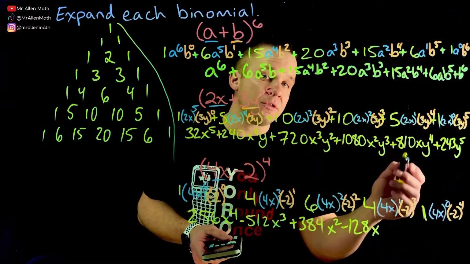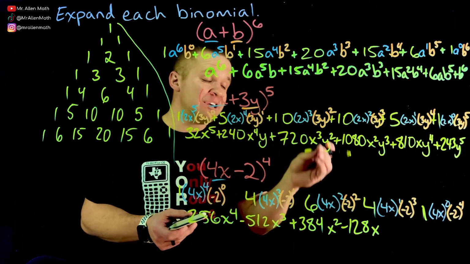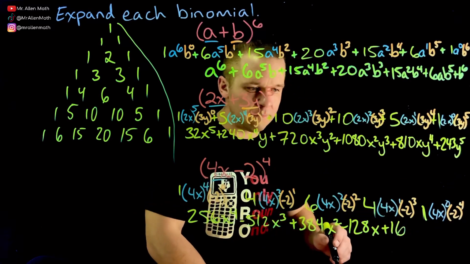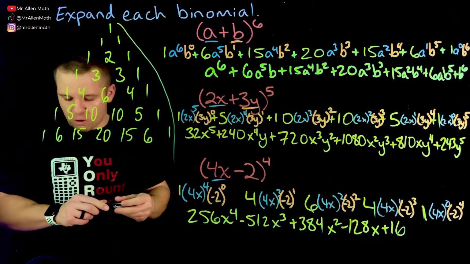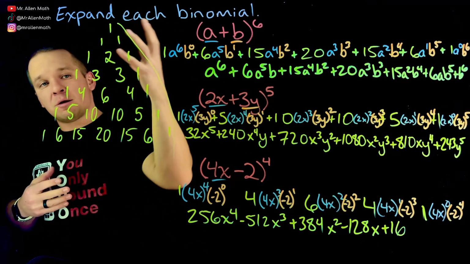And then I have negative 2 to the 4th. Negative 2 to the 4th is the same as positive 2 to the 4th. It's an even degree. It's going to be positive. It is 16. Boom. Final answer. Whew. That's quite the lengthy video there, guys. But it all plays off of the same thing, Pascal's triangle.